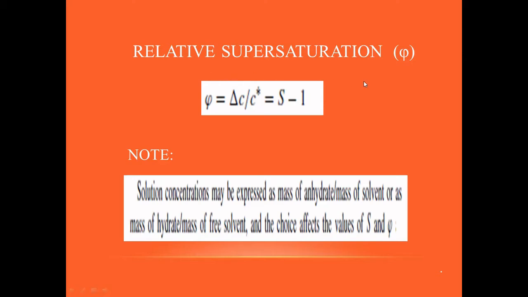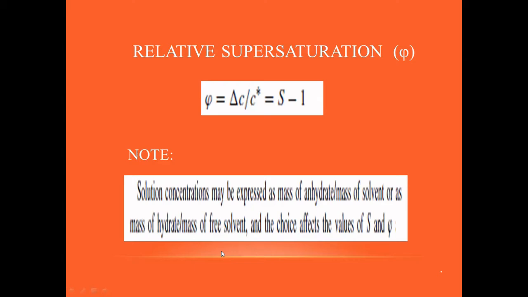Now, there's a note here that solution concentrations may be expressed as the mass of anhydrate, your solute without the water that it contains, over the mass of your solvent, or as mass of hydrate, your solute with the water on it, divided by the mass of free solvent. So it could be either of these two. If we started with a concentration of mass of anhydrate over mass of solvent, let it be like that in all your computation. Or if you started with mass of hydrate over mass of free solvent, then let it be like that.